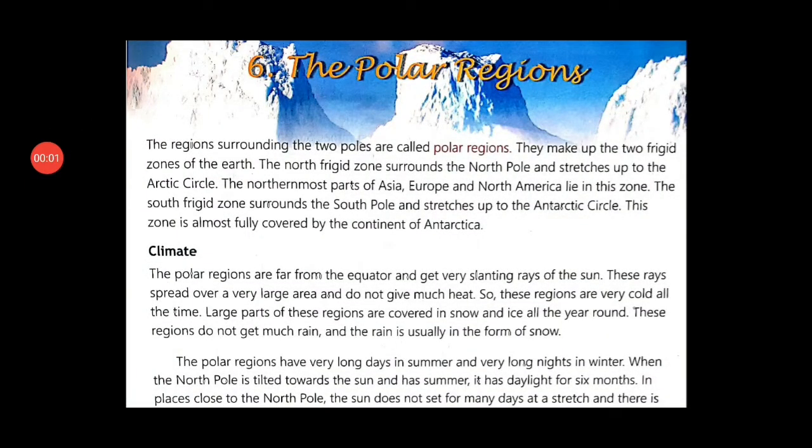These regions do not get much rain, and the rain is usually in the form of snow. Children, they are telling that these regions, that means the polar regions, don't get much rain. यहाँ इतनी बारिश नहीं होती है, okay? And the rain is usually in the form of snow. और जितनी भी बारिश होती भी है, that is usually in the form of snow, okay?